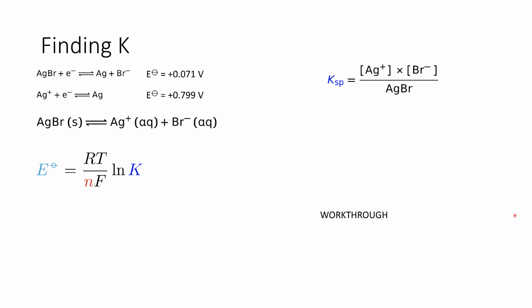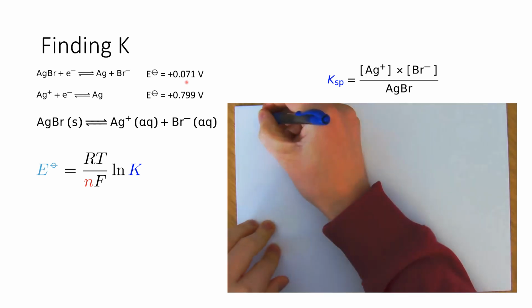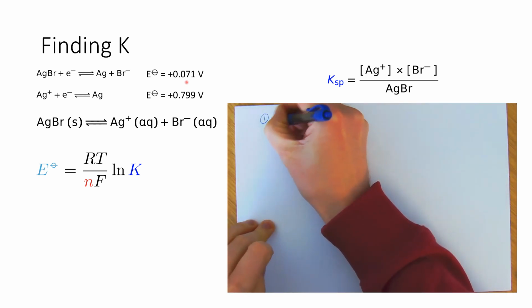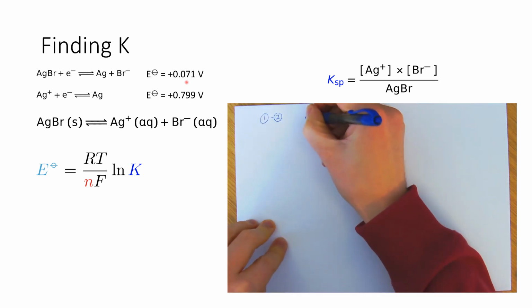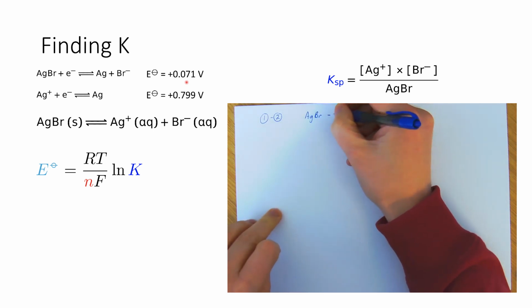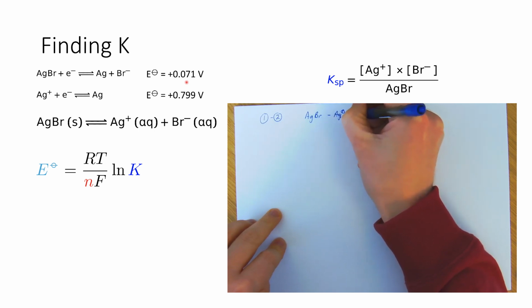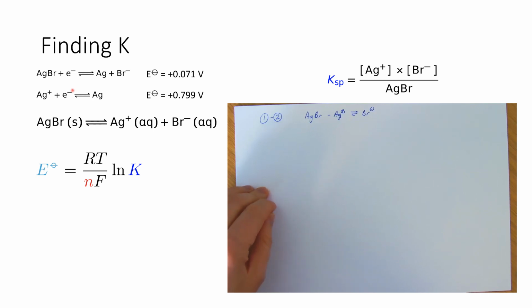To do this, we have our two cells. We have our first cell and our second cell. So all we're going to do is subtract the second one from the first one. This should generate our overall cell potential. So if we do 1 minus 2, we end up with our hypothetical cell becoming silver bromide minus silver plus going to a bromide ion. Now the electron terms balance, so we can use these equations directly.